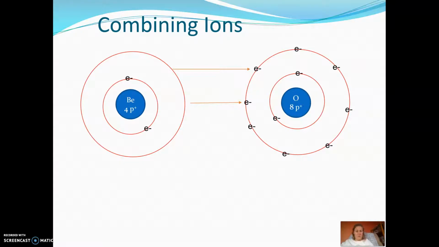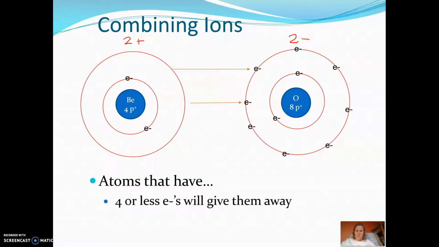And then what is the result? This guy just lost 2 electrons. So now this guy's charge is a 2 plus, and this guy now is a 2 minus. So that's just what happens. If you have 4 less valence electrons, you generally give them away, so you become a positive ion. If you have 4 more, it's easier to steal them. Again, still valence electrons. So this guy had 2, this guy had 6. 2 gave it away, 6 stole 2.